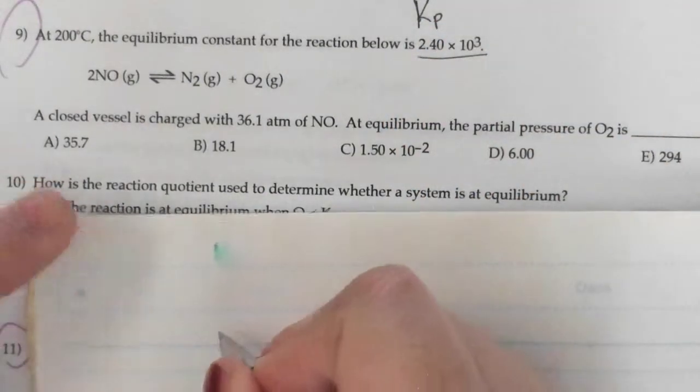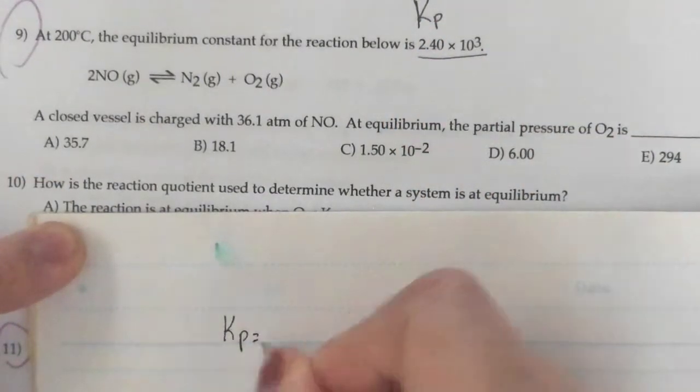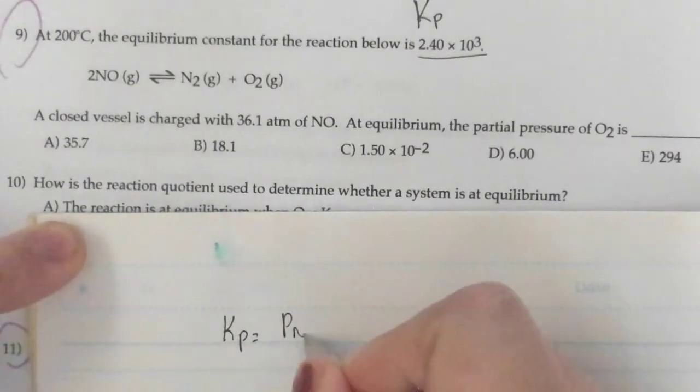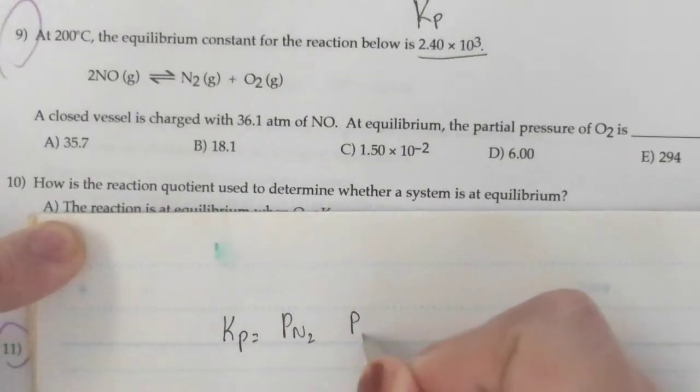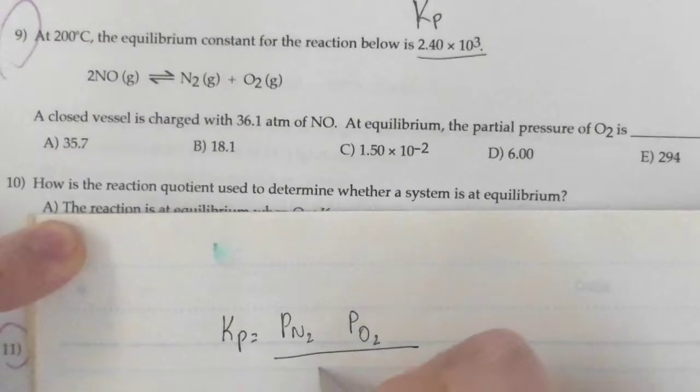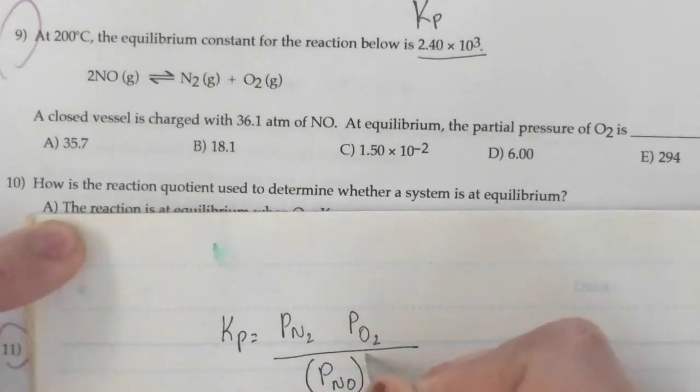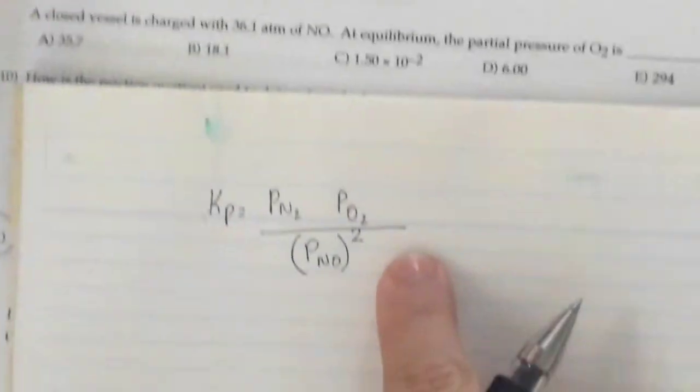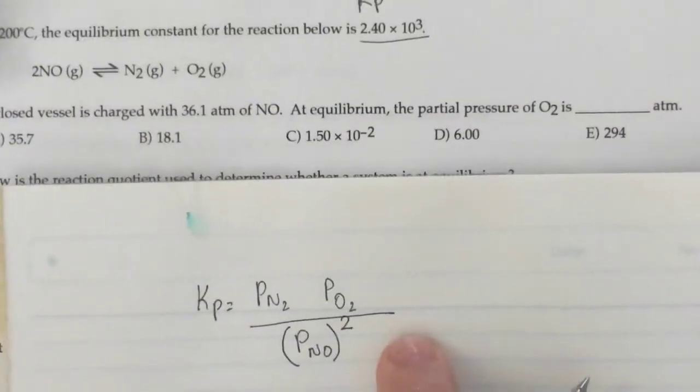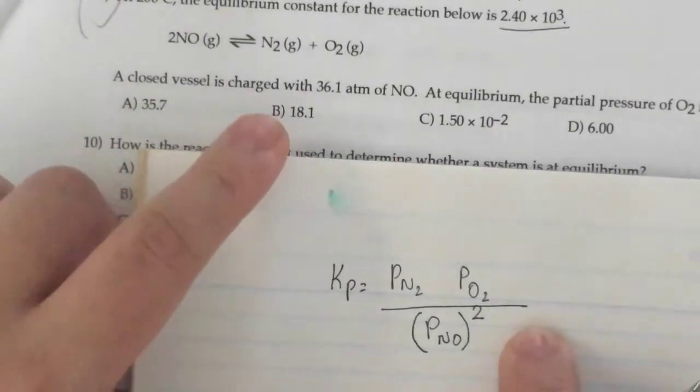So what's it gonna be? Kp is equal to product over reactant, PN2 times PO2 divided by PNO. Now notice parenthesis square. That's what it's gonna do. I'm gonna plug these in.